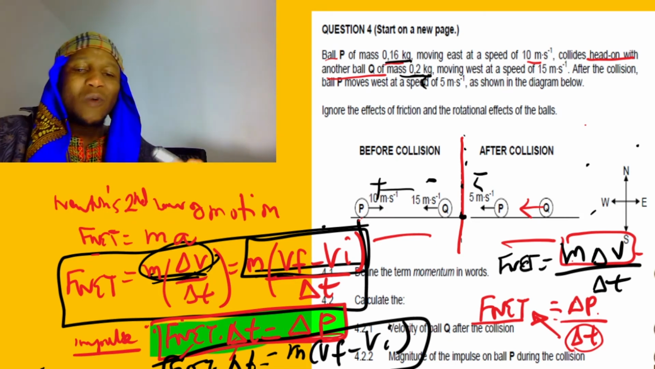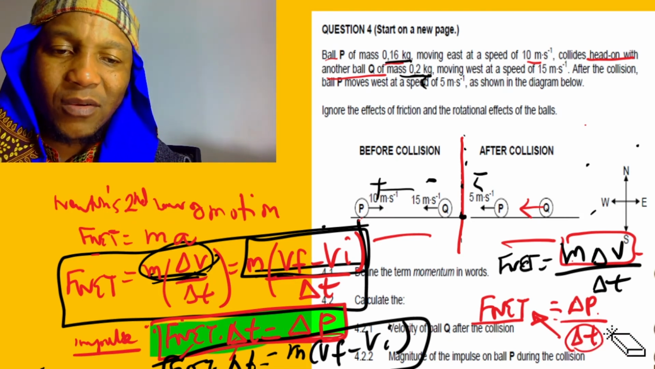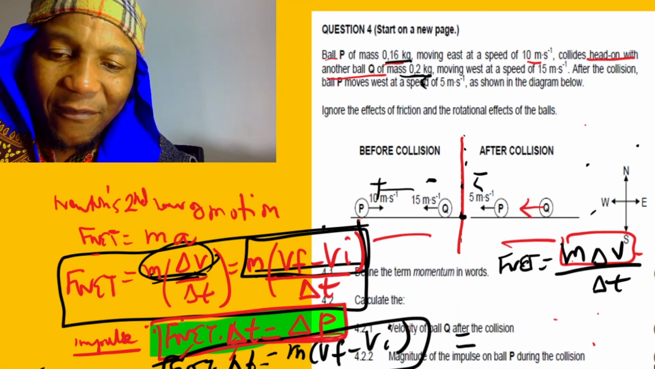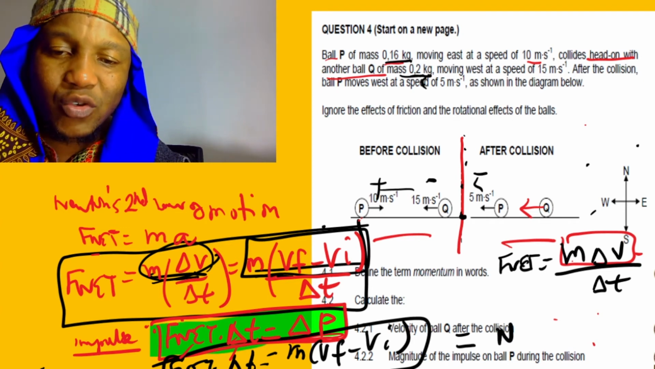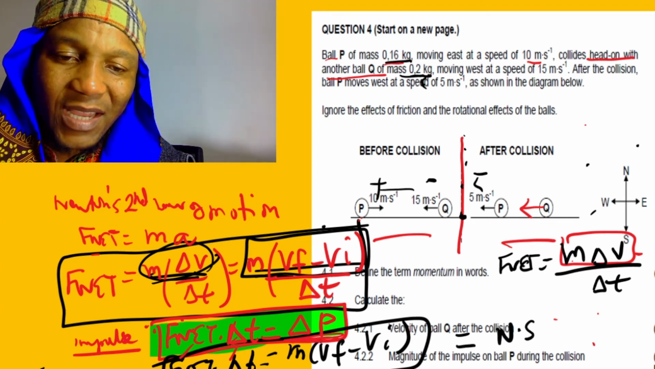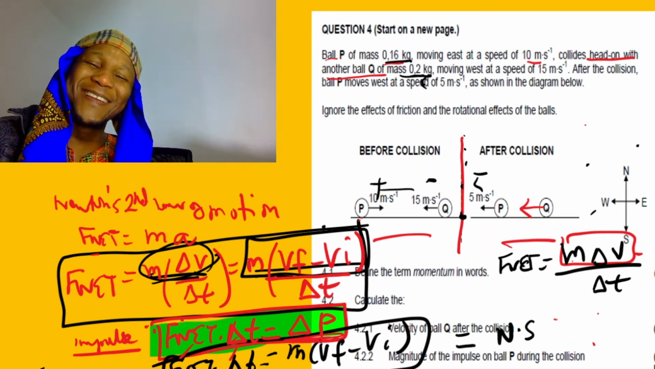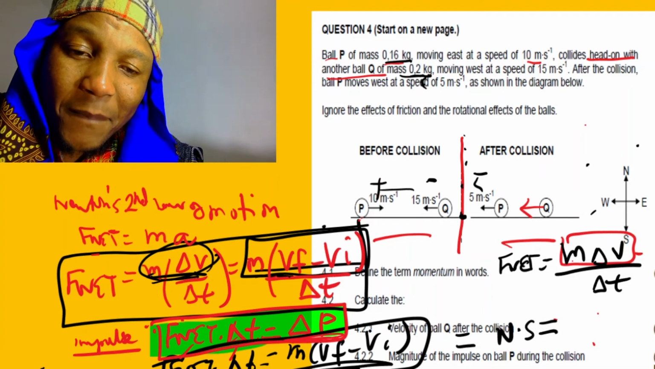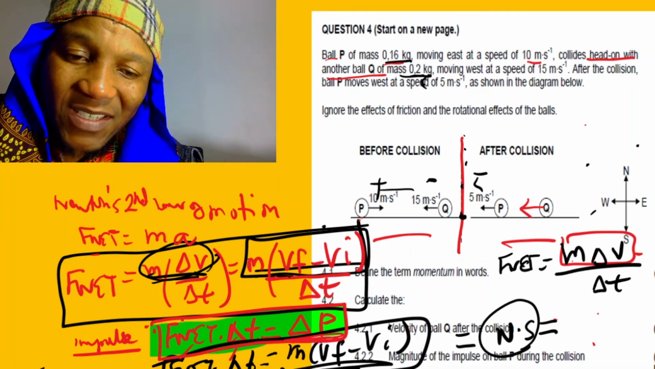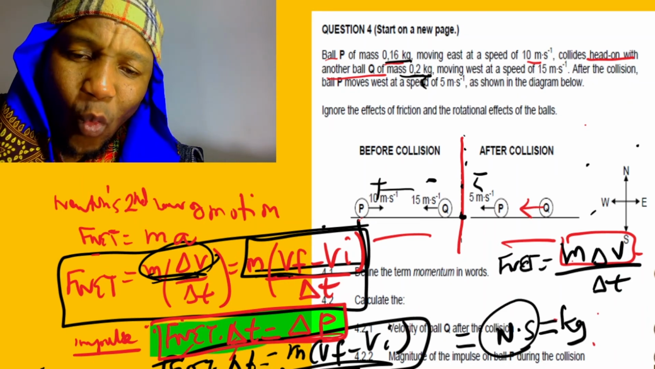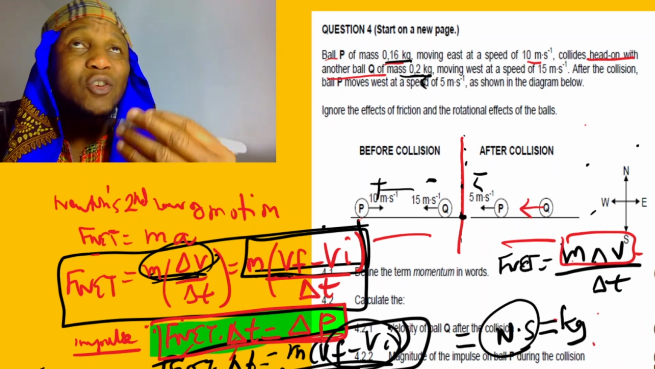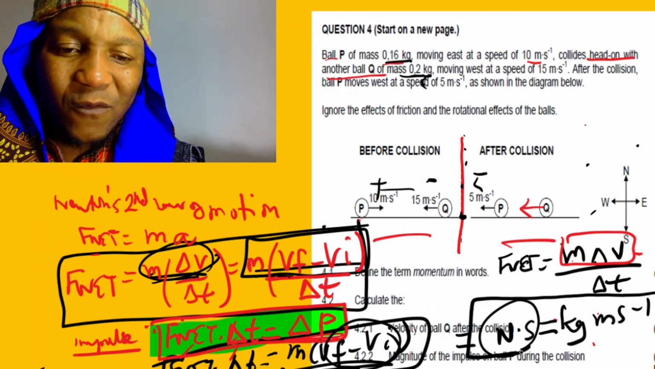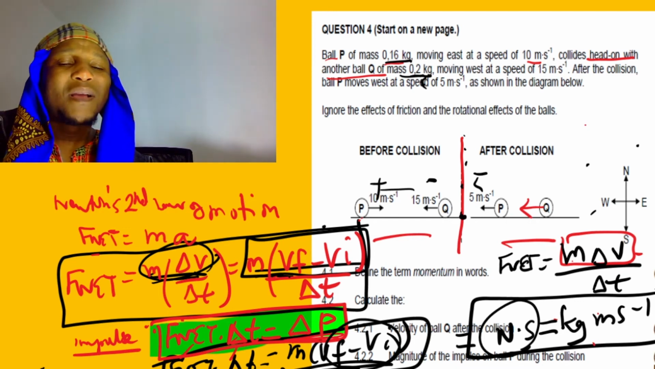And what is the unit of impulse? It is easy. What is F? F is force, so the unit is Newton. Time is seconds, so Newton times second. That is the unit. Or you can use mass, which is kilogram, times velocity, which is meter per second. So kilogram meter per second. Any of these is acceptable for the unit.